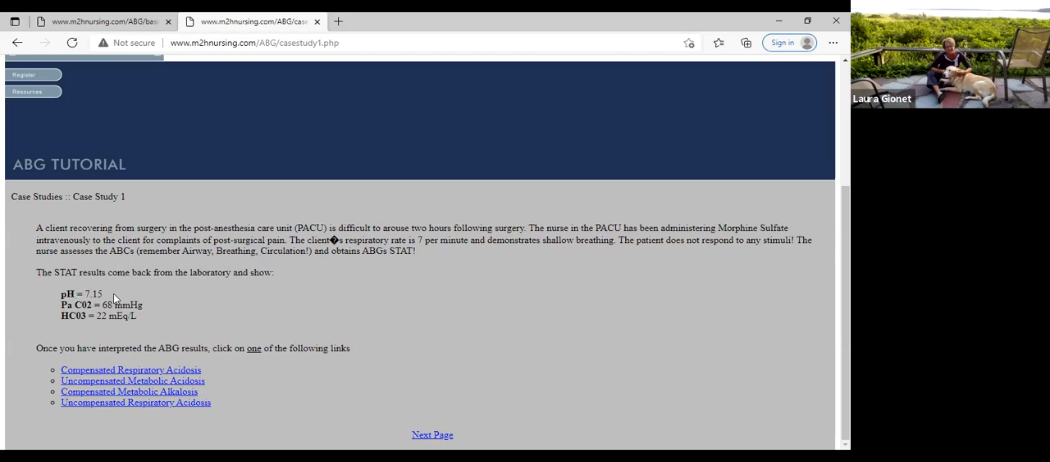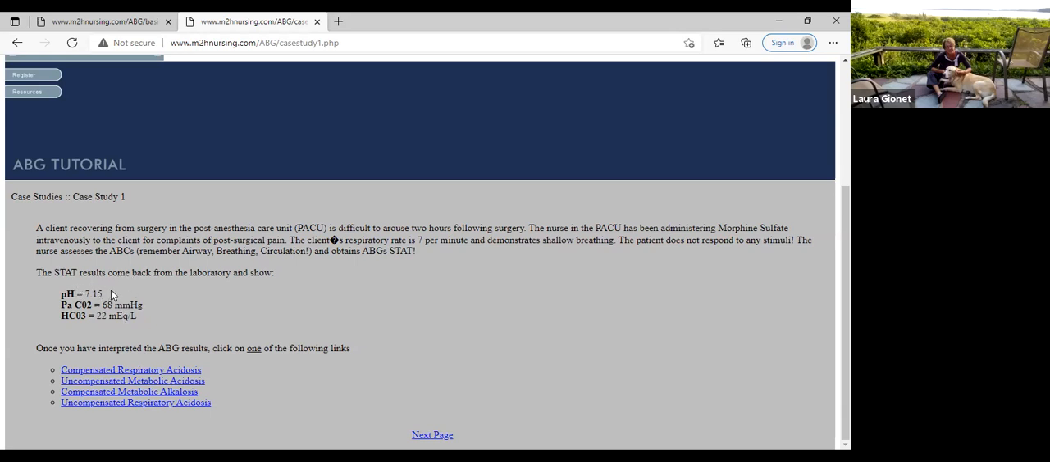It says the pH is 7.15, carbon dioxide 68, and bicarbonate 22. So pH is 7.15: high, low, or normal? It's low. Carbon dioxide 68: high, low, or normal? High, because normal is 35 to 45. And the bicarbonate 22: high, low, or normal? Normal. Remember, it's 22 to 26, so this would be normal. You have 2 things out of range.